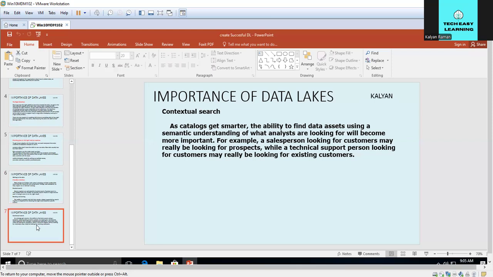So these are all the things that should be made available for constructing a good data lake.